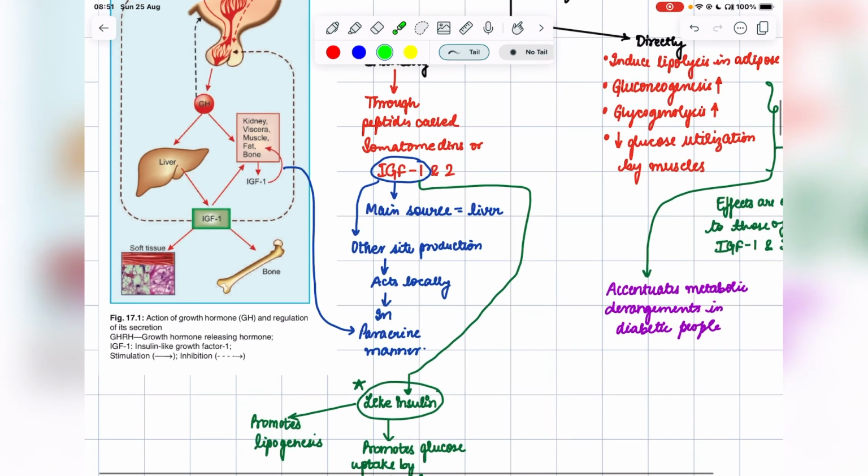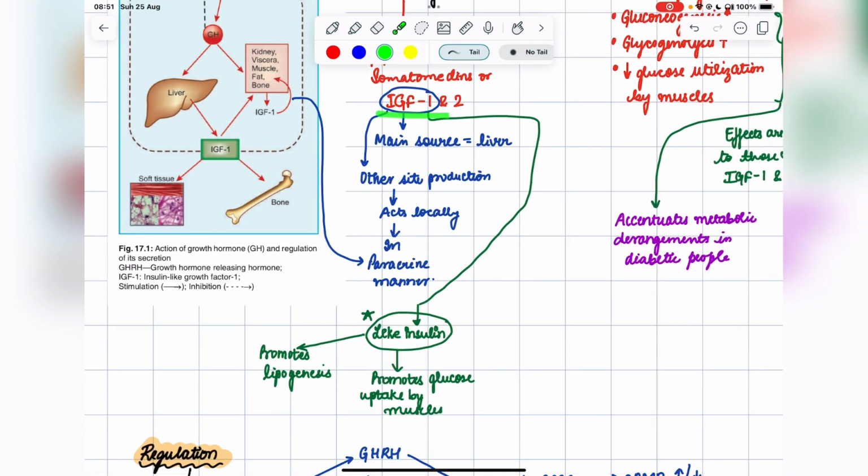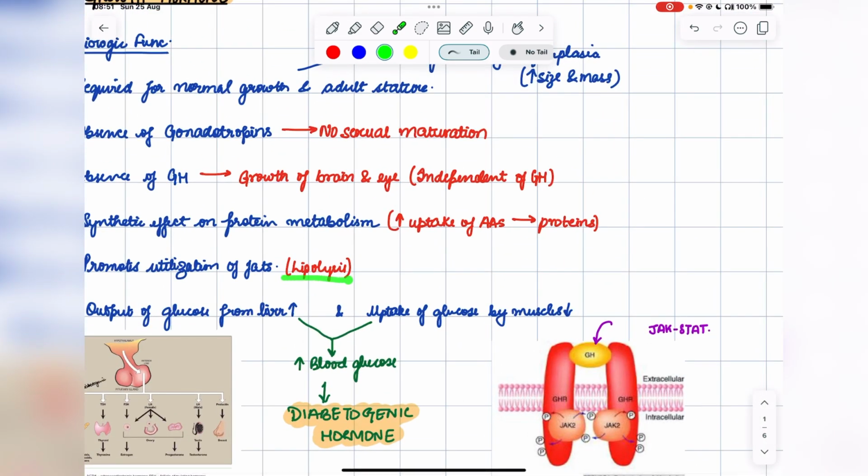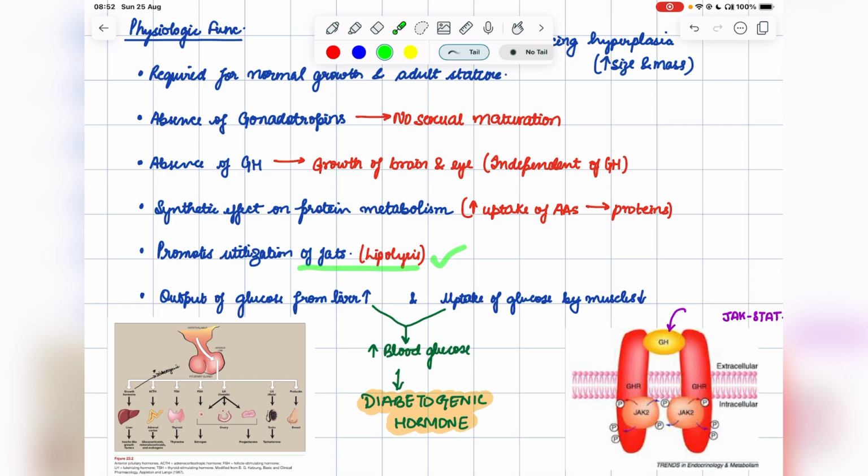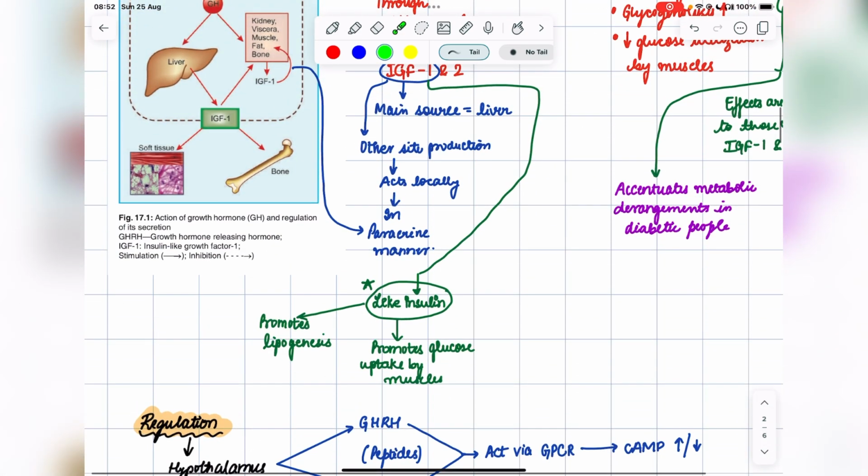Okay. What you need to understand about insulin-like growth factors is what effects it will produce. So IGF-1 will produce effects like insulin, because we are saying that it's an insulin-like growth factor, right? So what it will promote is it will promote lipogenesis. Now there is a confusion. Here we told that there is lipolysis. So you need to understand that growth hormone is acting in two contradictory ways. Majorly it produces lipolysis, which we will talk about right now. But how insulin-like growth factor is acting, that is to be understood. It will promote lipogenesis and it will promote glucose uptake by muscle. That is, both are contradictory to what we have already studied.